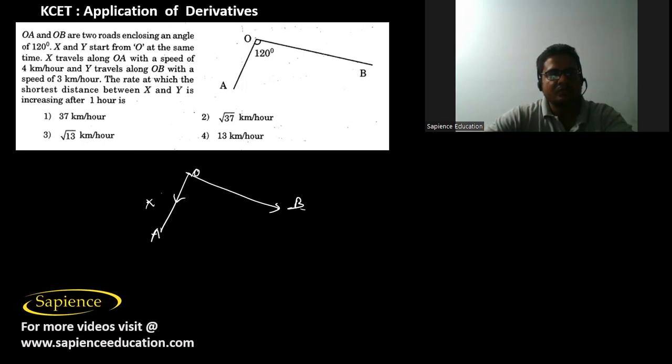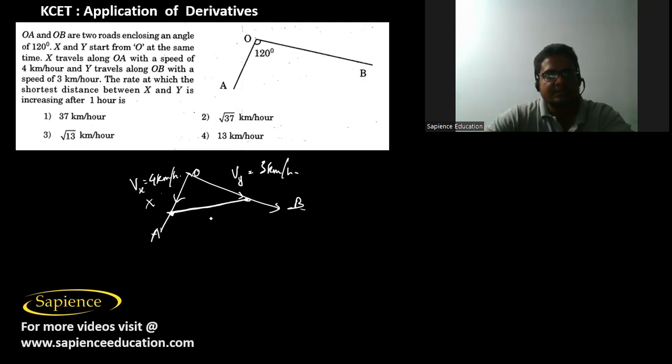So X travels along OA with a speed, I can say Vx, suppose. Vx is equal to 4 km per hour. And the speed of Y, Vy, is 3 km per hour along OB. The rate at which the shortest distance between X and Y is increasing. So I can say this distance, at what rate this is increasing.